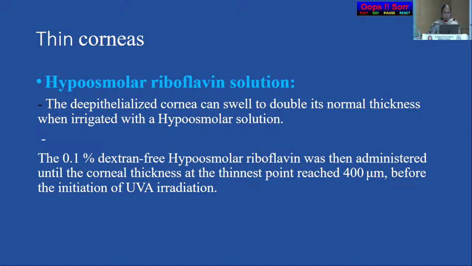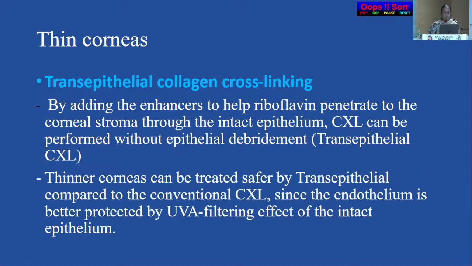In thinner corneas, again there have been lots of papers published on this. You could use hypoosmolar riboflavin. The de-epithelialized cornea can swell to double its normal thickness when irrigated with a hypoosmolar solution. So dextran-free solution was then administered until the corneal thickness at the thinnest point reached 400 microns before initiation of UV radiation. We have also used distilled water in our own studies, and we have also used intraoperative pachymetry to check the thickness. Nowadays we are using non-dextran with HPMC, and we actually find that pre-op it is 400, it actually becomes even 500 after that.